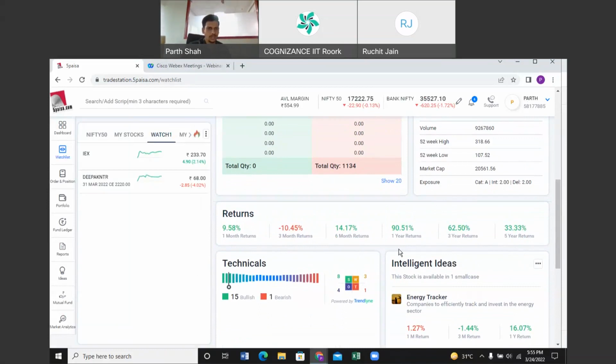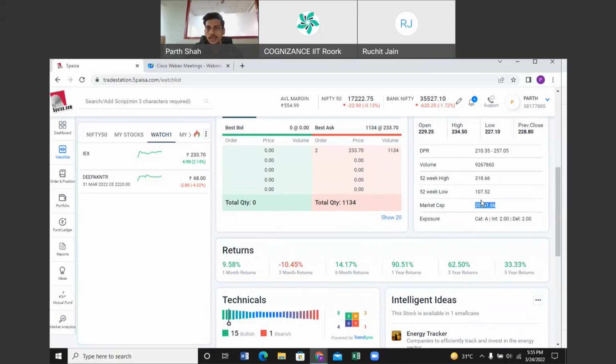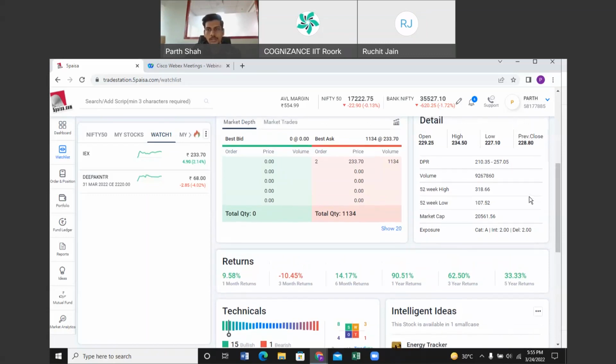So if I would have invested 10,000 rupees a year back in this particular stock, then I would have today 19,051 rupees, right? So this is a particular thing which you can look at. You can look at the market cap. This market cap can be defined as the number of shares which are outstanding in the market, into the price of that particular stock. So that gives you the market cap of this particular company, and which is quite high, 20,561 CR. So that is quite high.